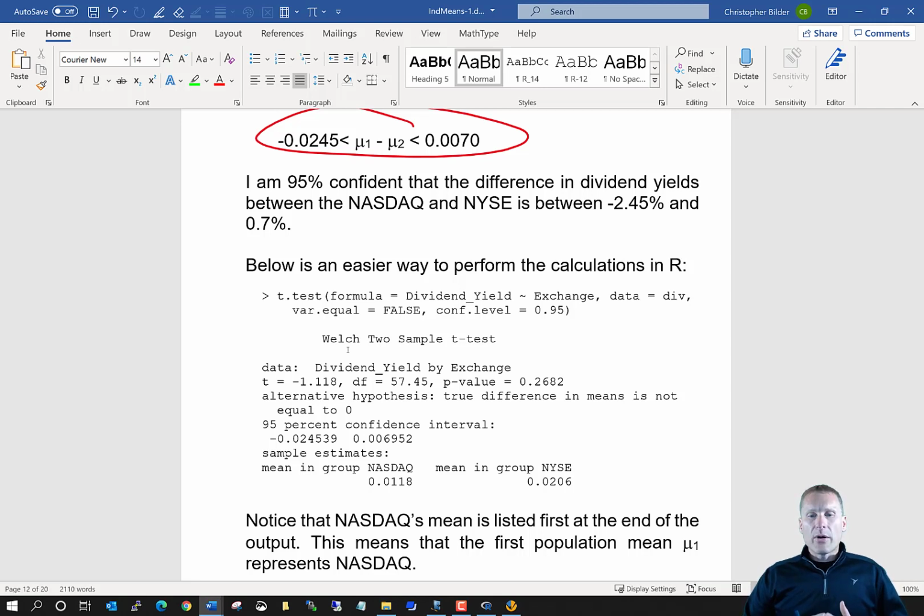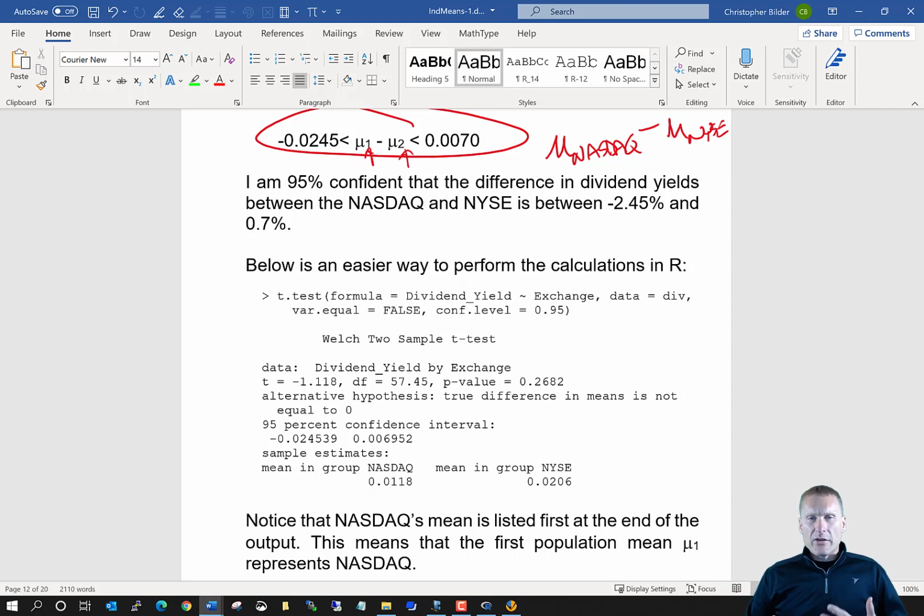Now, one thing that you always have to be careful about when you do something like this in an interval is to make sure it's clear what the 1 and the 2 represent. One way to avoid that problem is you could put mu NASDAQ minus mu New York Stock Exchange. So a little bit less formal, but at least it's more descriptive. So that's another way that you can write it out.